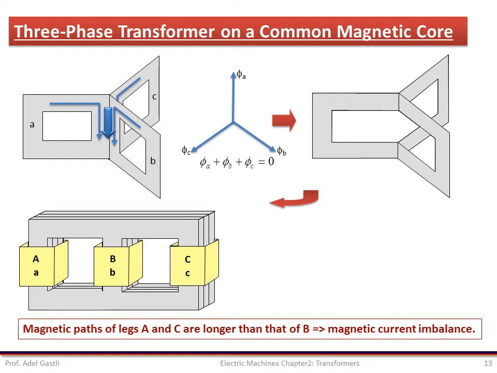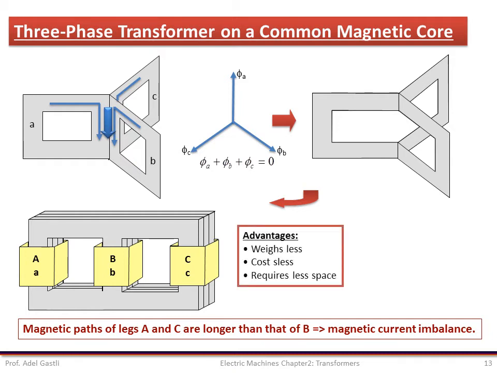Note that the magnetic paths of leg A and C are somewhat longer than that of leg B. This will result in some imbalance in the magnetizing current, such as the mutual inductance between phases A, B, and BC will not be the same as that between phase A and C because of the different length of the mutual flux path. However, this imbalance is sometimes not significant.